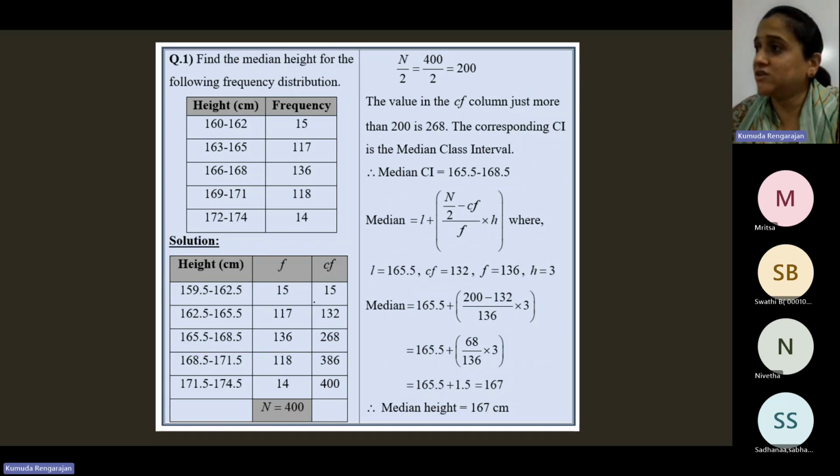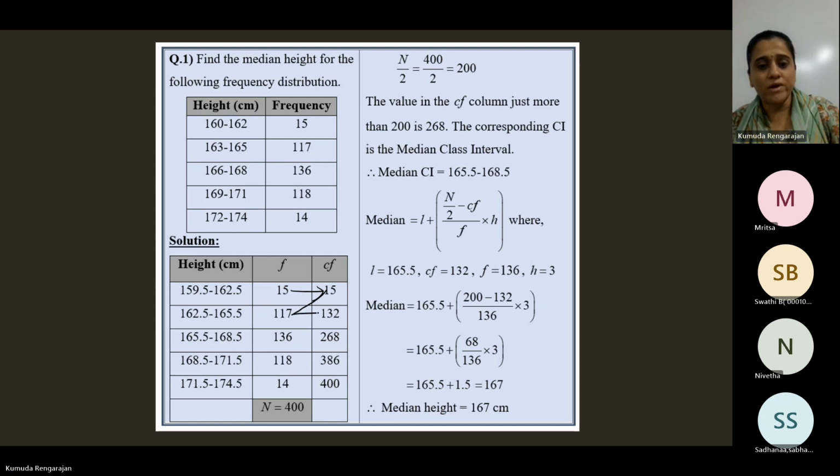All right. Now, how do we generate the cumulative frequency column? Write the first frequency as it is. Now, see here. 15 plus 117, 132. 132 plus 136, 268. 268 plus 118, 386. 386 plus 14, 400.